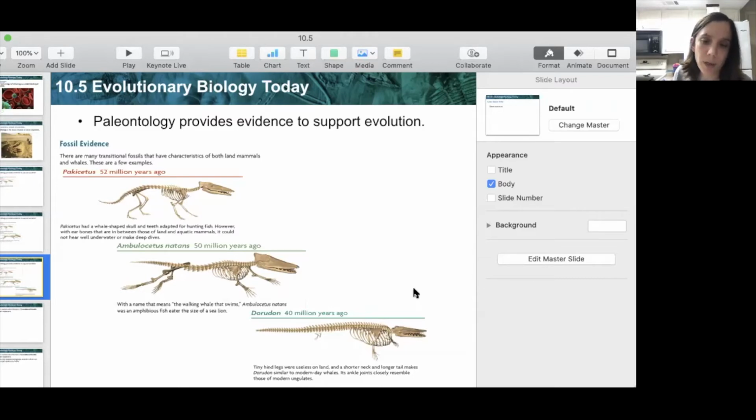An ungulate is a hoofed animal, like a bison, hippopotamus. So any hoofed animal is an ungulate. And it seems like this is related to those hoofed animals. So this is a transition, possibly, between a land animal and a sea animal, between a hoofed animal and a whale. And the thought is that possibly this is a whale's ancestor.